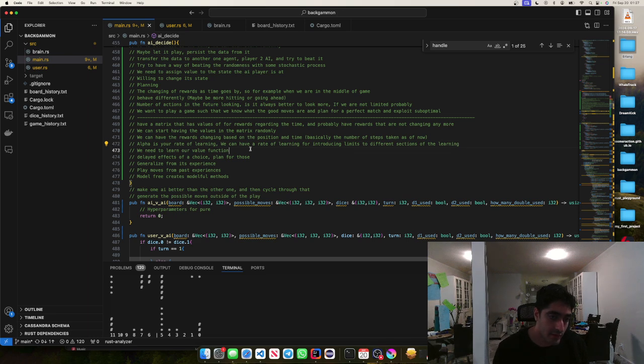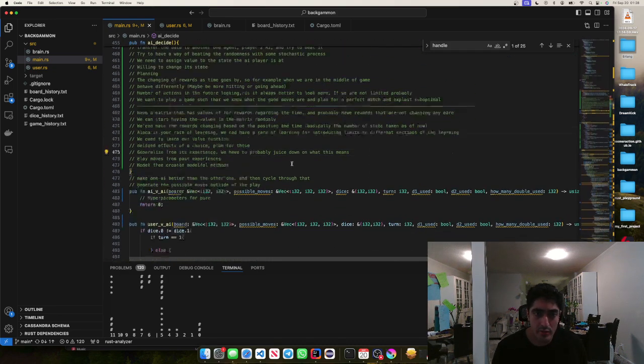We need to learn a value function. Yeah, that makes sense. Oh, what was that? Delayed effects of a choice. Generalized from its experience. You need to probably choose down on what this means. Play moves from past experiences. Model free versus model-based methods. All that. These are pretty good in my opinion.